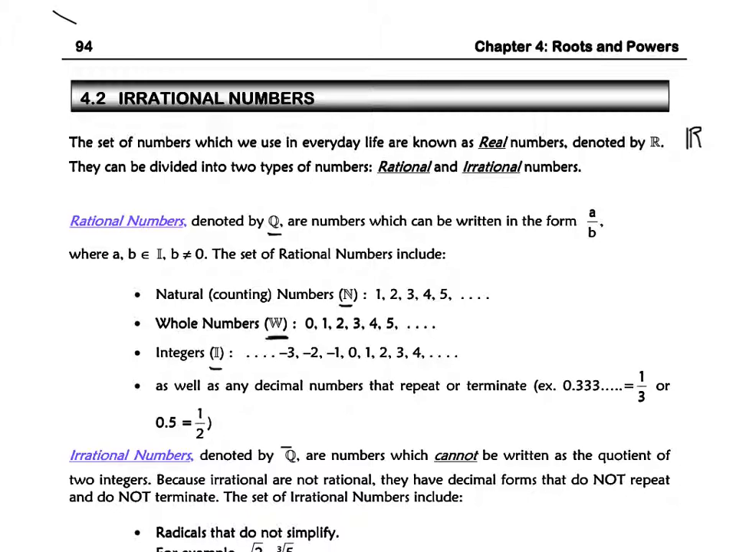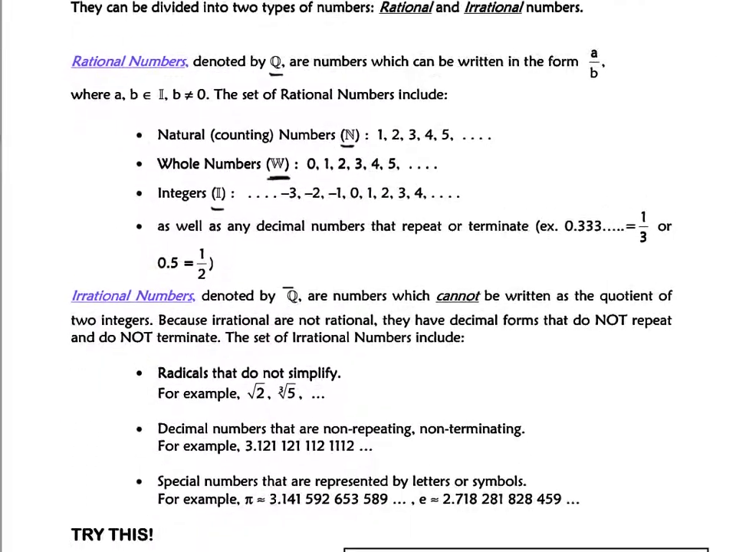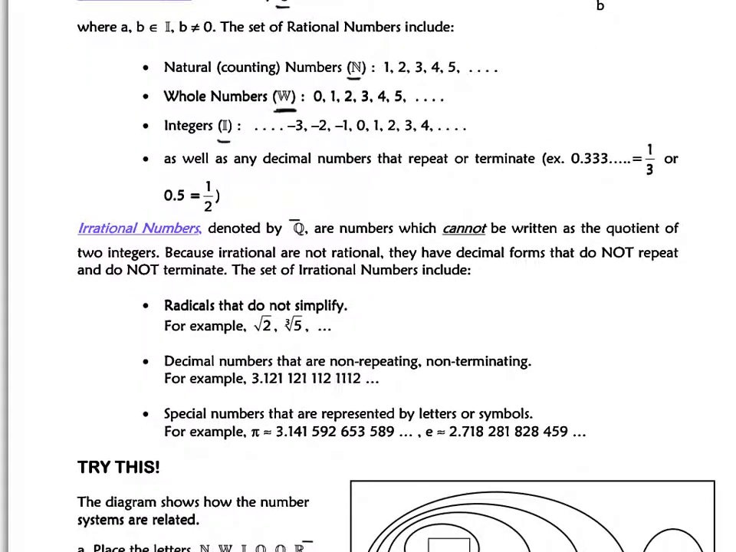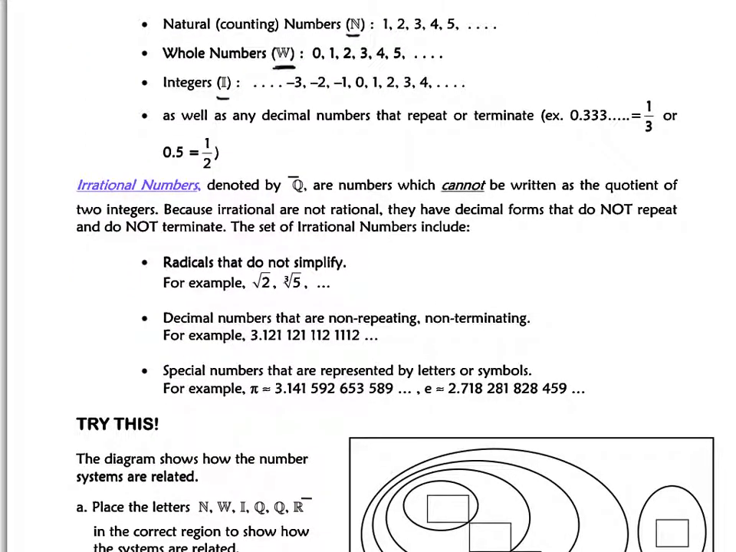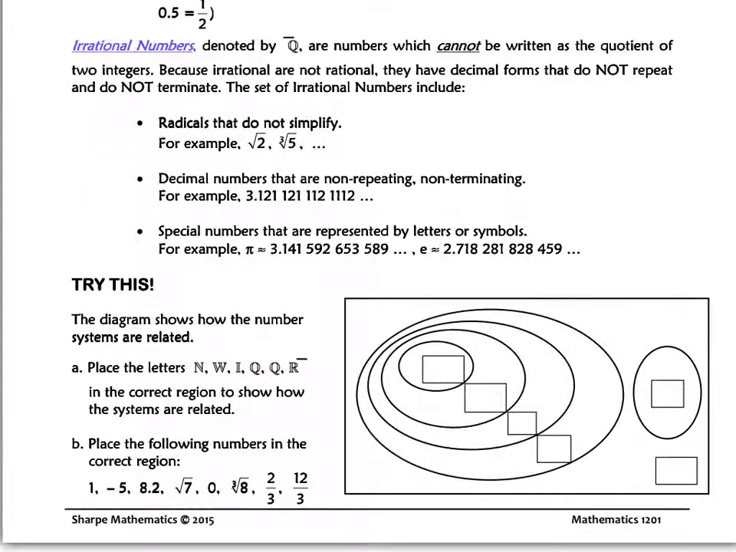Irrational numbers are the other set of numbers that our real numbers are made up of, and they have a symbol of Q with a line over the top of the Q. They're numbers which cannot be written in the form of a fraction or quotient of two integers. And because they're not rational, their decimal form would not repeat and would not terminate. So they wouldn't have any repeating patterns, and they would not terminate.